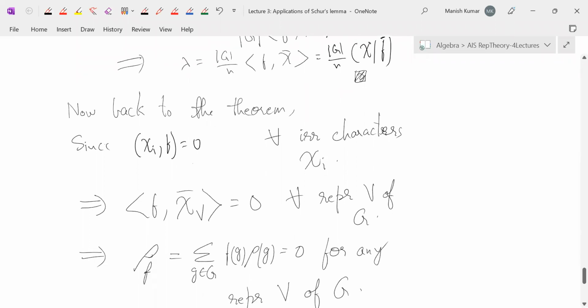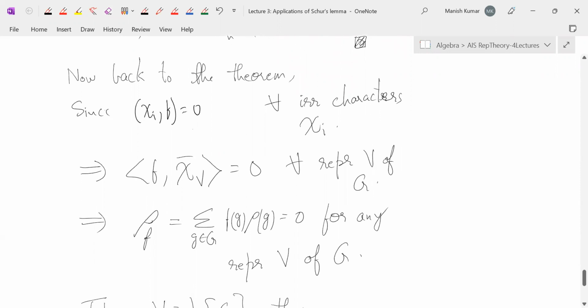So this pairing is the same as for all irreducible characters. Then it is true for all representations, because any representation you can break as a sum of irreducible representations. So this tells us that this pairing chi v, f is 0 for all representations v of G.